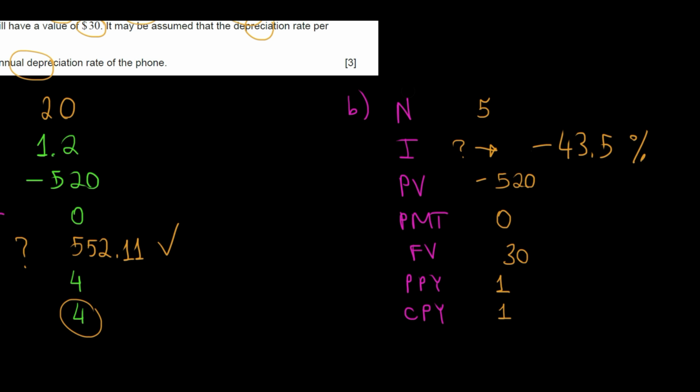Now, it's a negative interest to signify depreciation, but the answer itself, when you write it on your exam paper, you're just going to say 43.5%. That's it. This concludes the question. Hope this all makes sense.